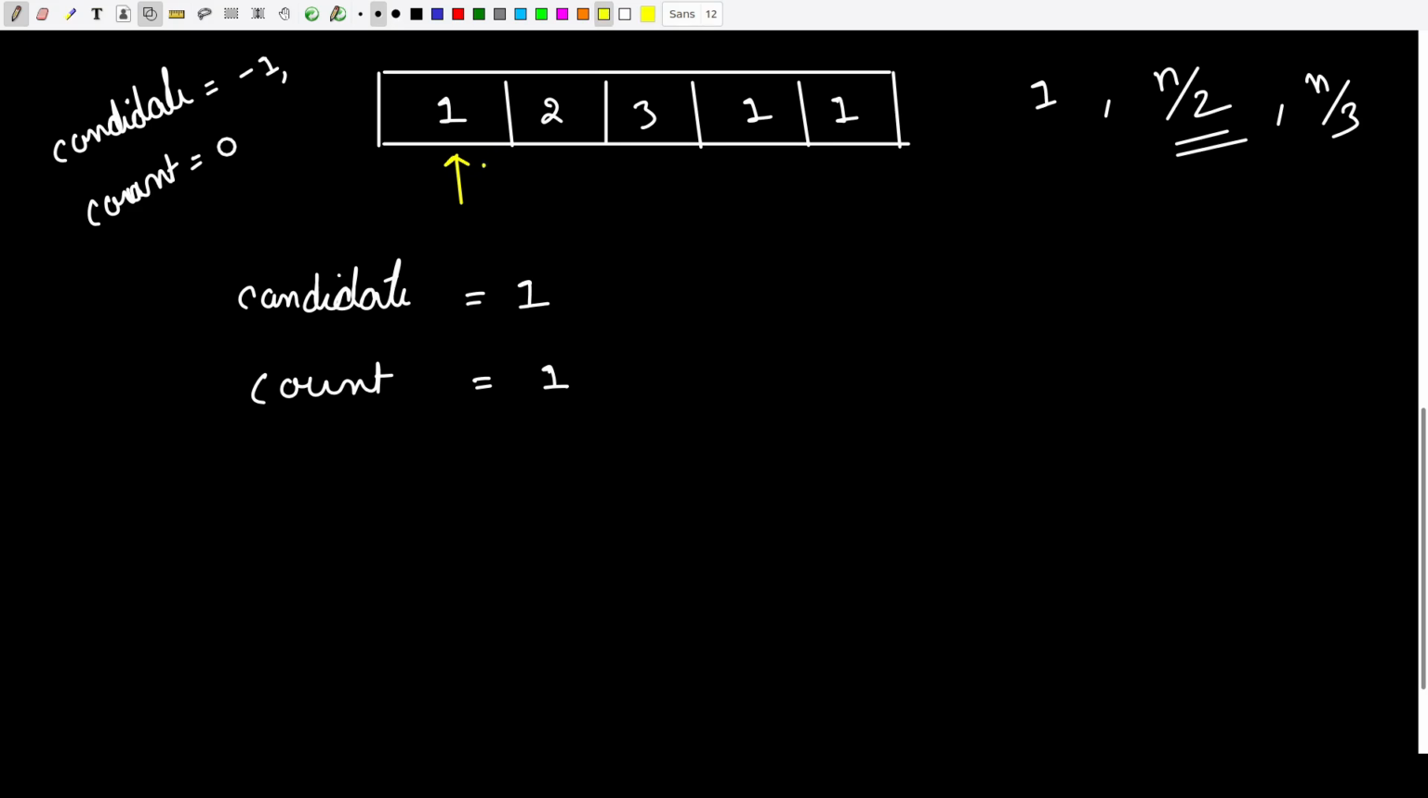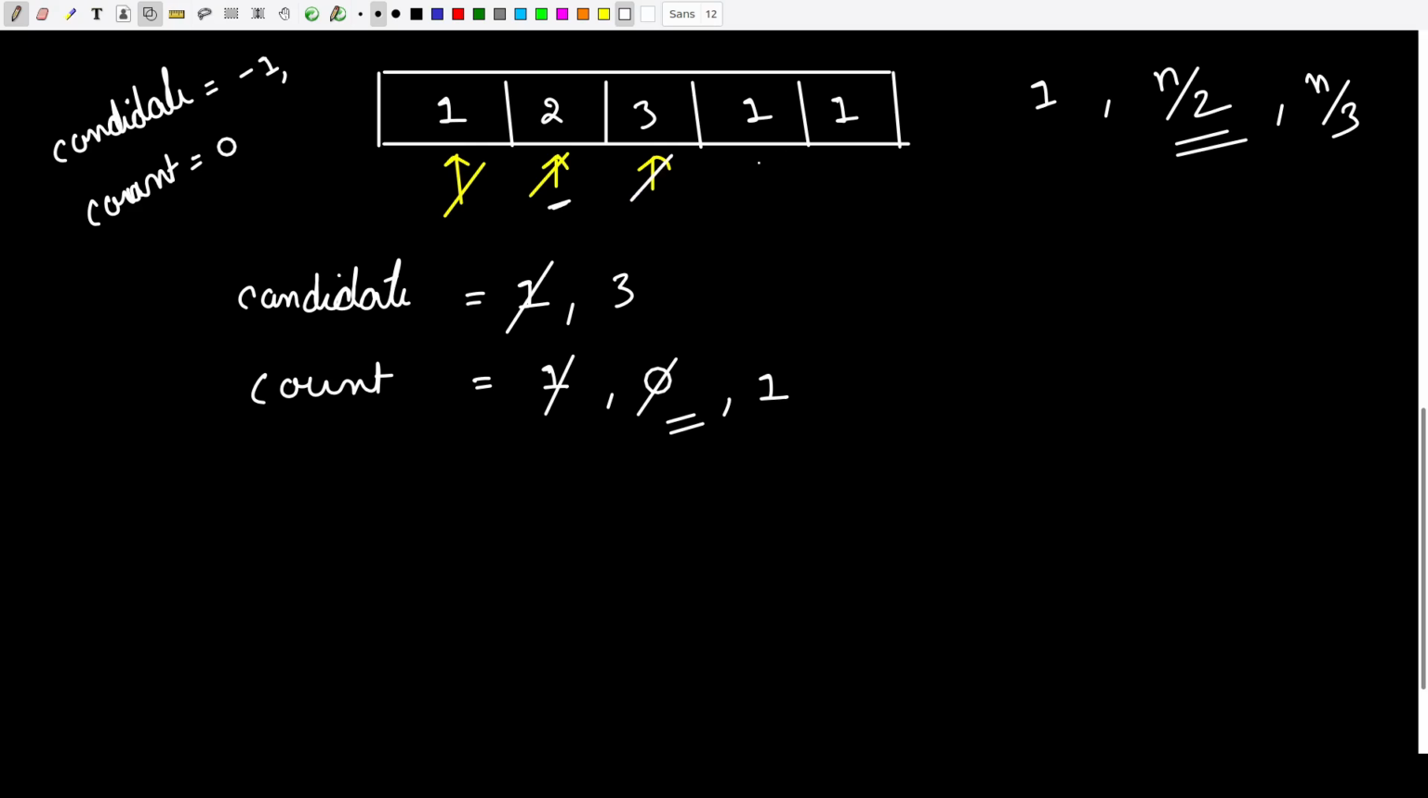Now the next element is 2. Since 2 is not equal to our candidate element, what we are going to do is decrease this counter, so it becomes 0. And this 0 simply means that till this position the elements which have appeared so far are equal in number, because of which the value of count is equal to 0. Now we'll move to the next element and the next element is 3. As soon as we see that the count is 0, that simply means that we have to reset our candidate element. So the candidate element becomes equal to 3, and since 3 appears once, we will mark the count as 1.